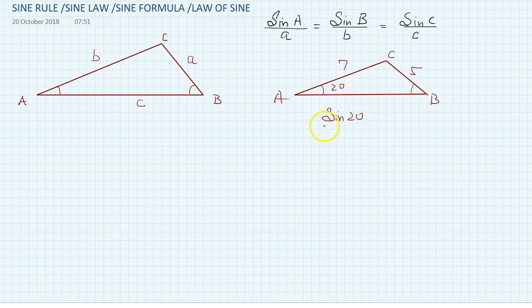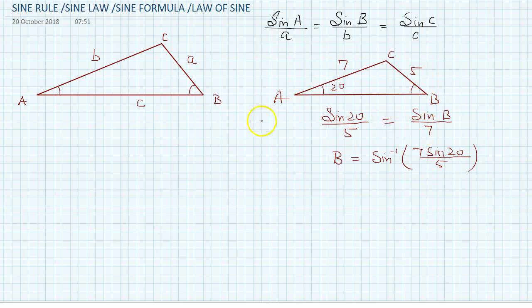So we say that sine 20 over 5 is equal to sine B over 7. So B will be arc sine, or sine inverse, of 7 sine 20 over 5. So that is the value of B.